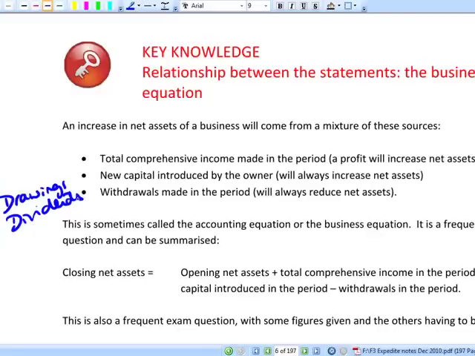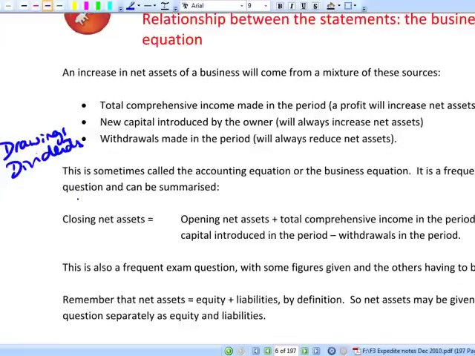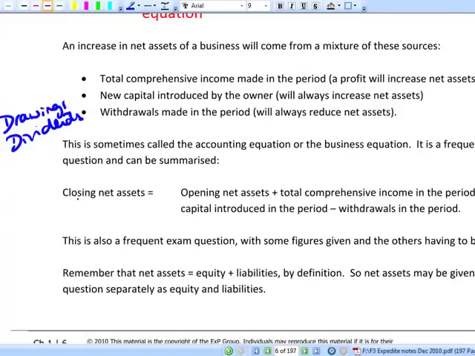It's sometimes called a business equation, not really sure why, because to be honest it's a statement of the relatively obvious. It's just a reconciliation of the net assets at the start of the period to the net assets at the end of the period. It's extremely likely to be at least one of the multiple choice items that you'd get in any paper F3 exam. The way to look at this is that the closing net assets of the business, logically, is the opening net assets plus the total comprehensive income in the period, probably just going to be profit for the period.